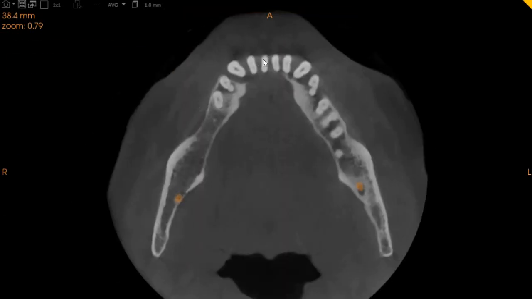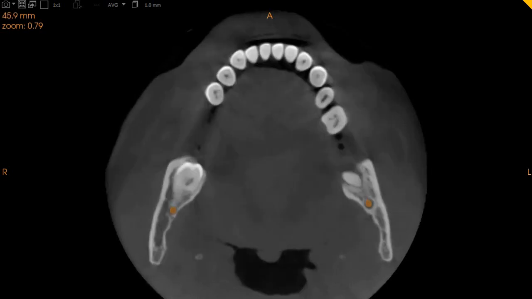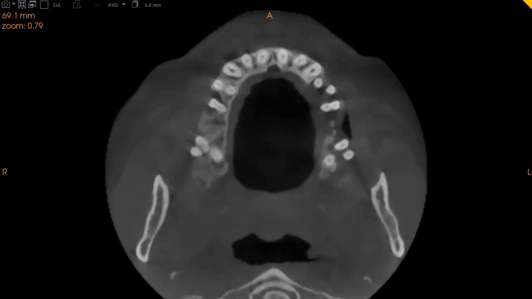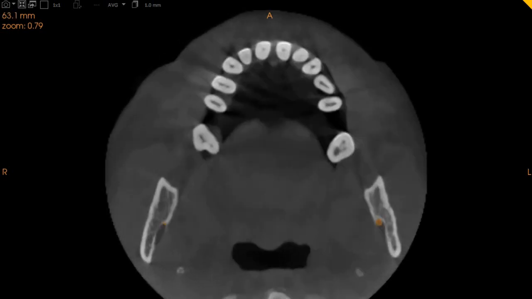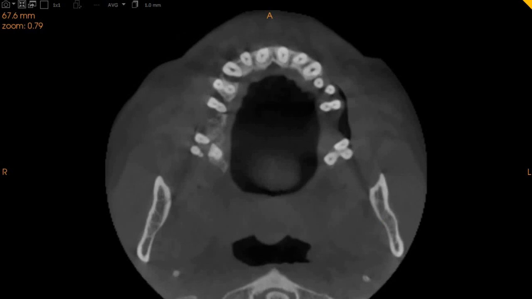So this is the axial view. You can see the significant bone loss associated with the lower jaw, and as we will show you the upper jaw, there we go, a significant bone loss associated with all the upper teeth as well, which you can see on the axial view as well.